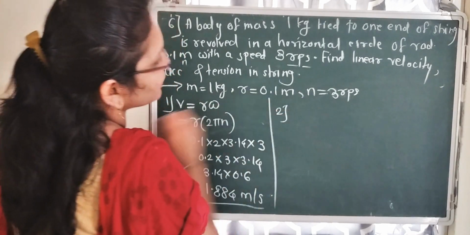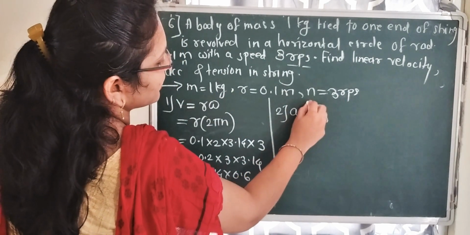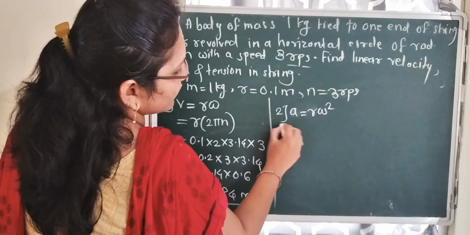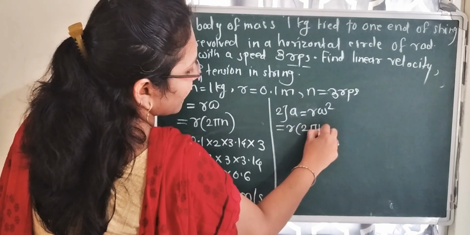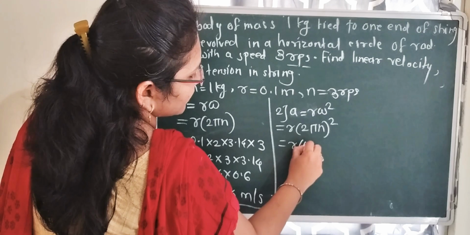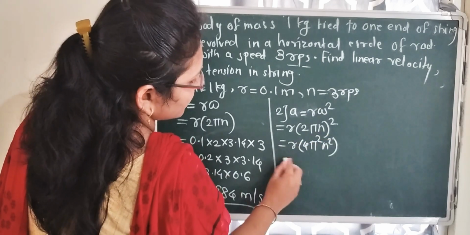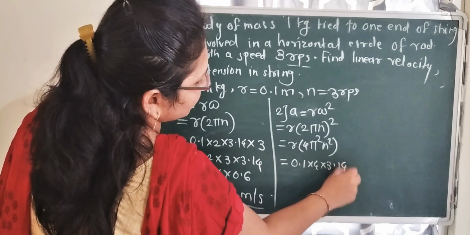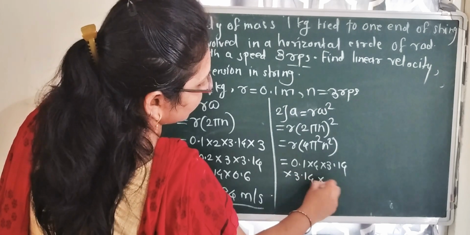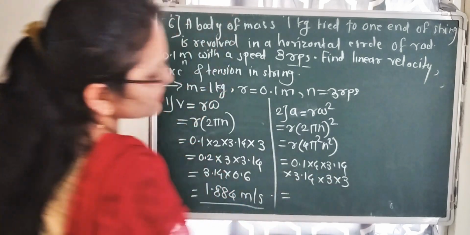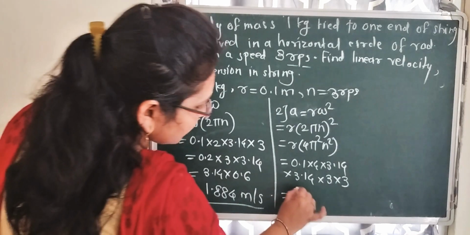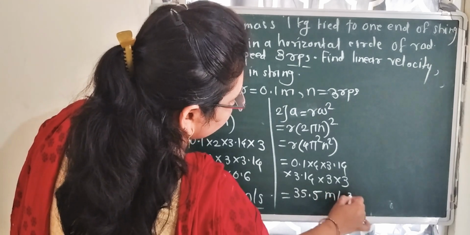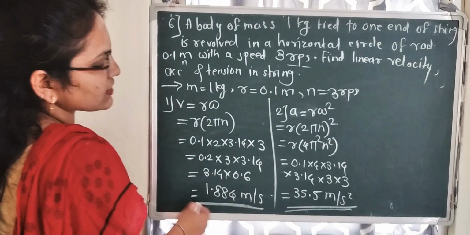Then the second question, we have been asked the acceleration. Acceleration a is equal to r omega square, r into (2 pi n) whole square, r into 4 pi square n square. What is r? 0.1 into 4 into 3.14 into 3.14 into 3 into 3. By solving this, we can get the answer 35.5 meter per second square. This is acceleration. This is velocity.